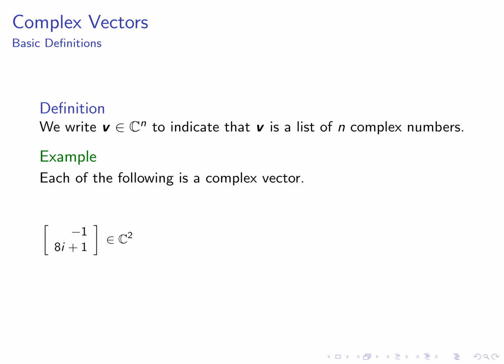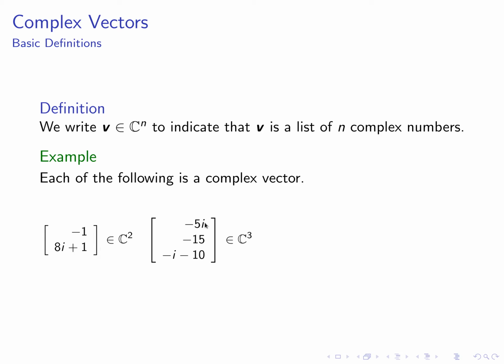So let's look at some complex vectors. Here we have the vector -1 and then 8i plus 1. This is a list of two complex numbers. Remember that real numbers are also always complex, but the other way around isn't necessarily true. So this is a vector in C2.